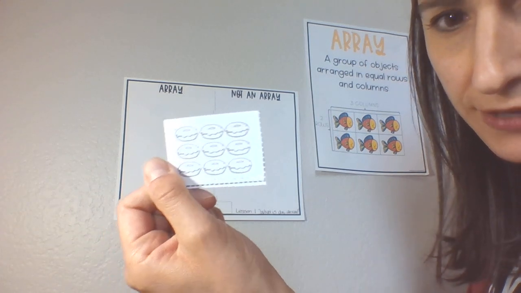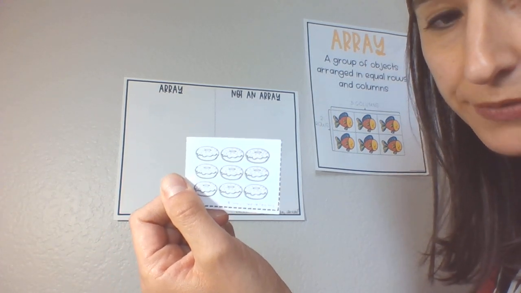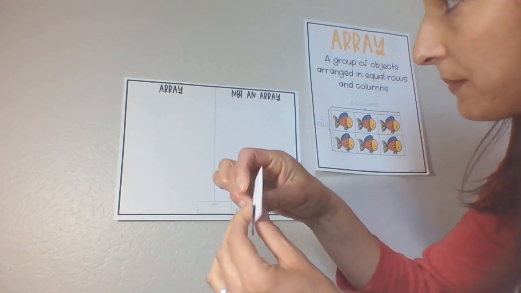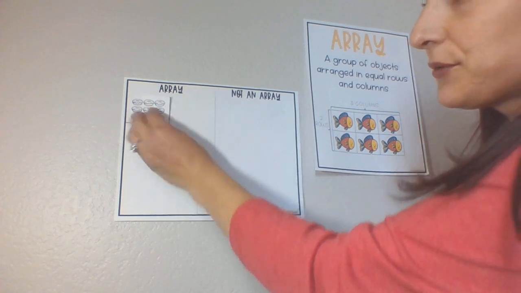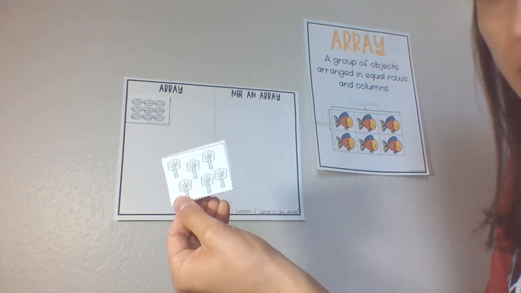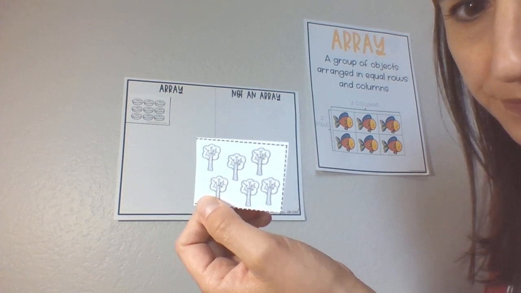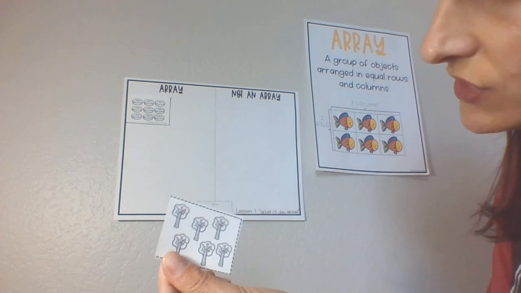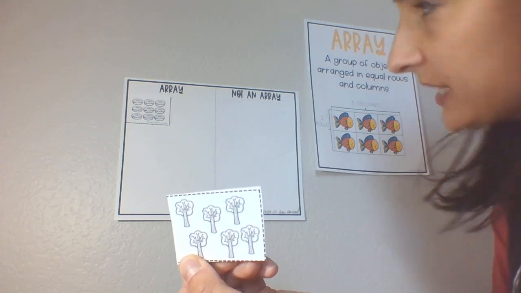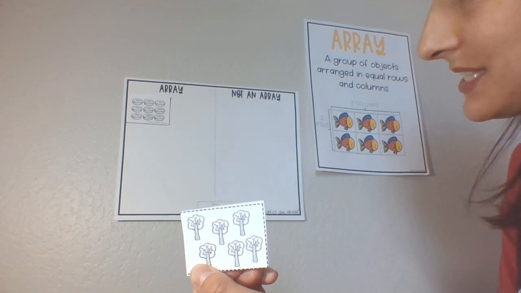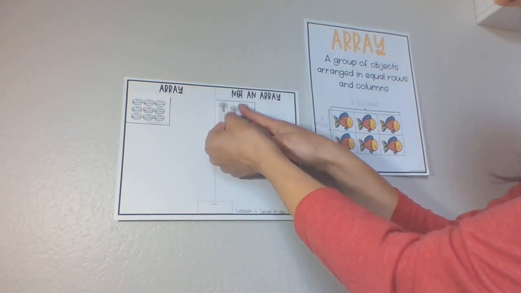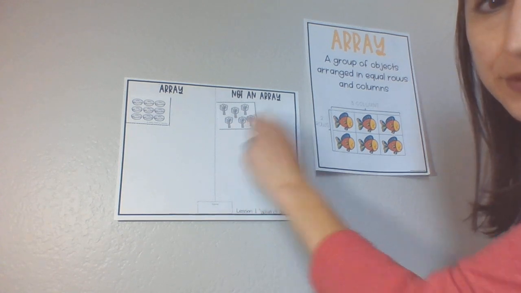I have this picture of donuts. Is it arranged in equal rows and columns? It is. So I'm going to put tape on the back, and I'm going to say it is an array. There you go. Oh, some trees. Cool. Is that arranged in equal rows and columns? No, it's not arranged in equal rows and columns. This is not an array. I'm going to put it on this side, not an array.